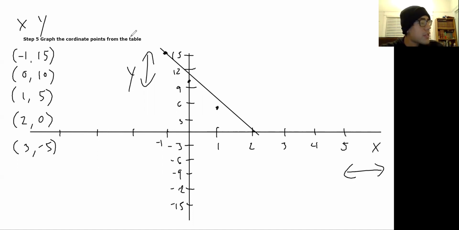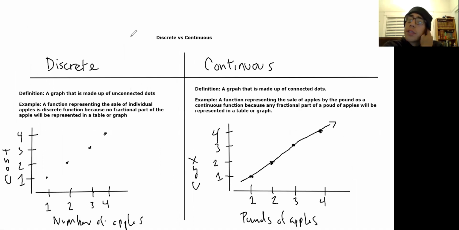For the homework and practice 1 through 6, you're going to have to do these 5 steps. But for 7 through 12, you're just going to have to tell me whether something is continuous or whether something is discrete. Now, we went over continuous and discrete a couple of weeks ago. In case you forgot, here are the notes for discrete and continuous, right? So in this case, the definition for discrete is a graph that is made up of unconnected dots versus a continuous graph is a graph that is made up of connected dots, right?